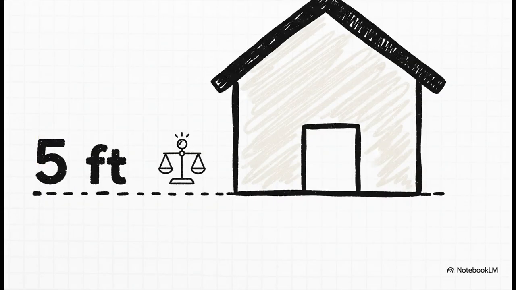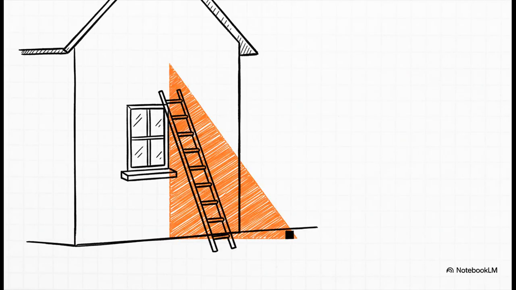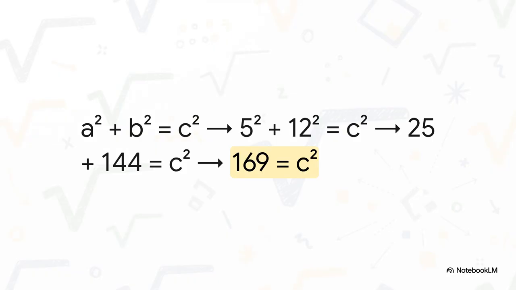Now, to be safe, you know you need to put the bottom of that ladder 5 feet away from the wall for stability. So what do we got? The wall, the ground, the ladder. It forms a perfect right triangle. And anytime you see a right triangle, your brain should be screaming one thing. Yep, the Pythagorean theorem. a squared plus b squared equals c squared, where c is our ladder.